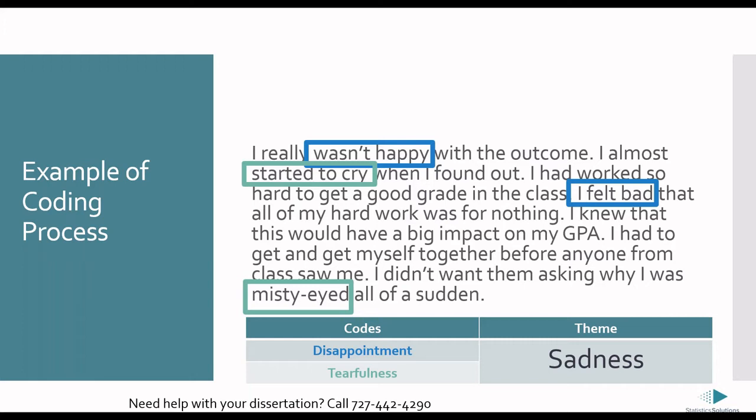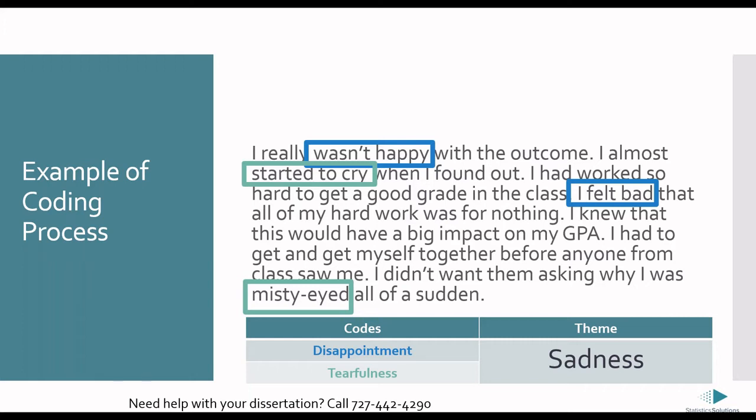So there's this commonality, right? And that's the code. So it's labeling whatever that commonality is. And so in this case, disappointment. And then we have started to cry and misty-eyed. And what do they have in common? They have something to do with tearfulness. And so maybe we label that code tearfulness.